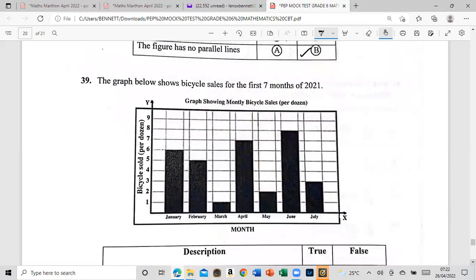39. The graph shows the bicycle sales for the first 7 months of 2021, showing monthly bicycle sales per dozen, right? So it's per dozen. So I guess one represents a dozen, right? As they say, per dozen. All right, let's see what they say. So bicycle, yeah, see there on the scale for a dozen, and January, February to July.